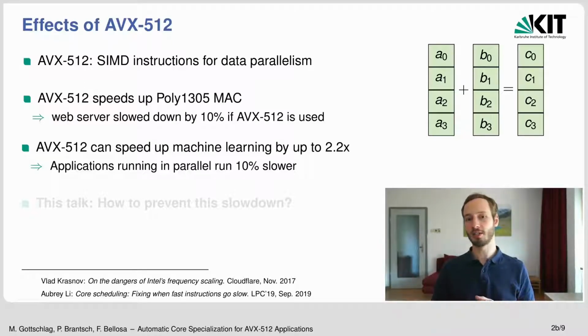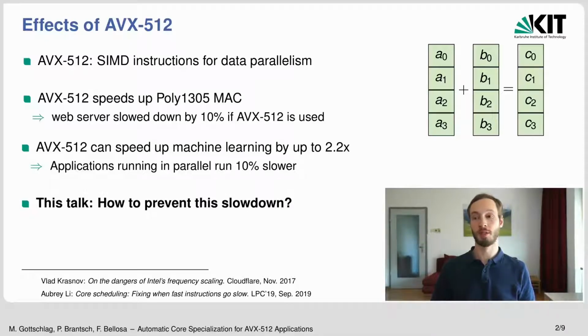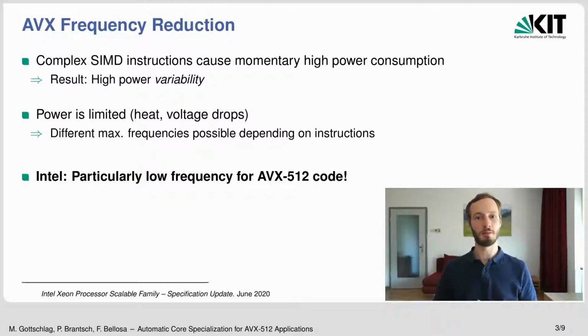Also, Intel advertised AVX 512 as being able to speed up some machine learning workloads by a factor of more than 2. However, last year it was shown that applications running in parallel to those machine learning workloads were, again, slowed down by 10%. So in this video I am going to describe a technique which is able to prevent this slowdown and which does so without requiring any manual modifications to any of the applications involved. However, first let me explain the problem.